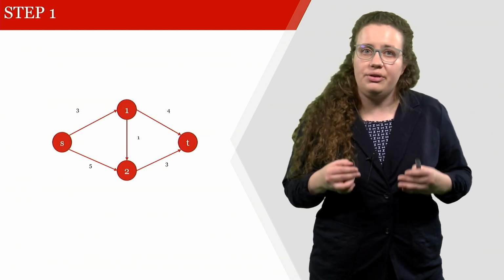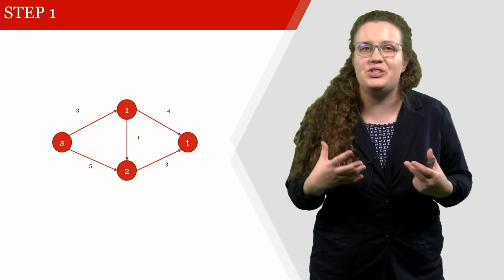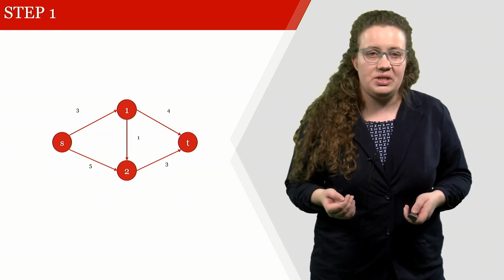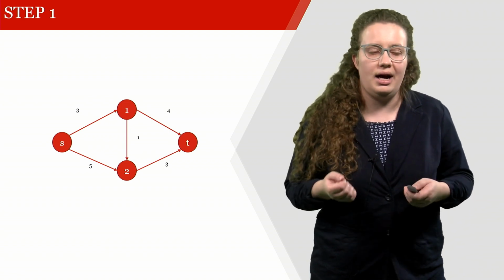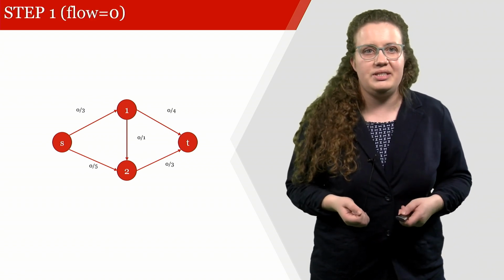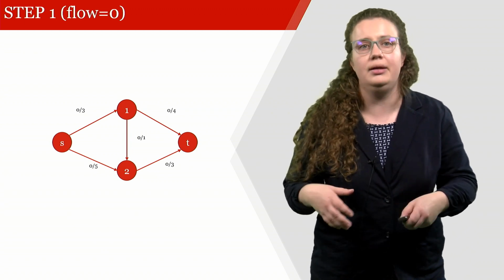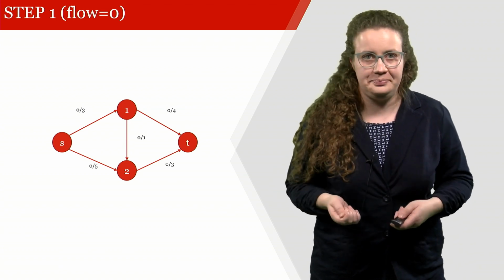So let's look at a very simple example, and then we also see some of the special cases that can happen with this algorithm. The first step is assigning 0 flow to all arcs in this network. So we say, for instance, from S, which is the source, to node 1, we currently have a flow of 0 out of a capacity of 3.